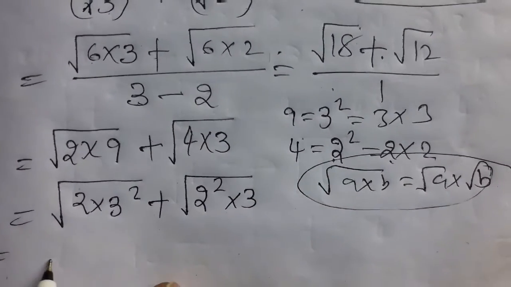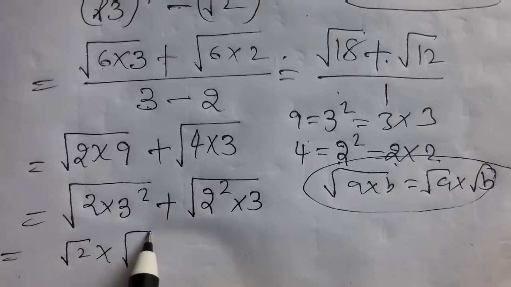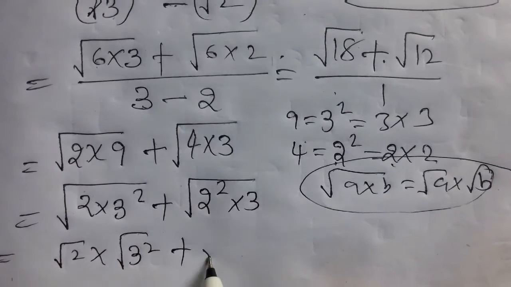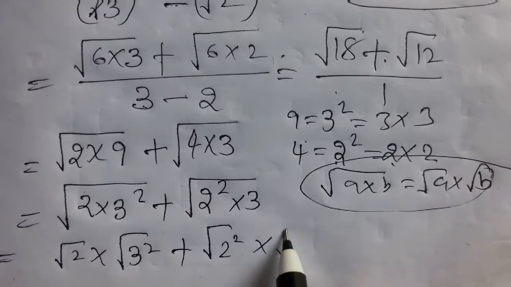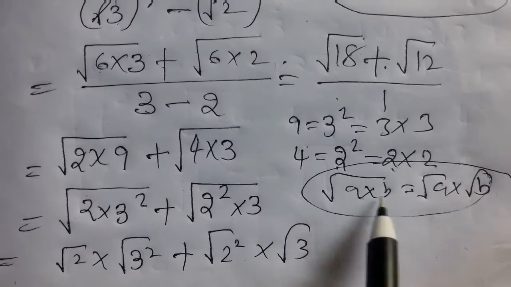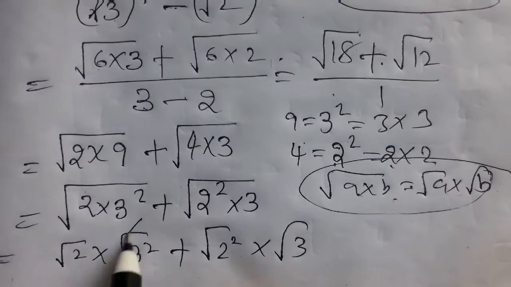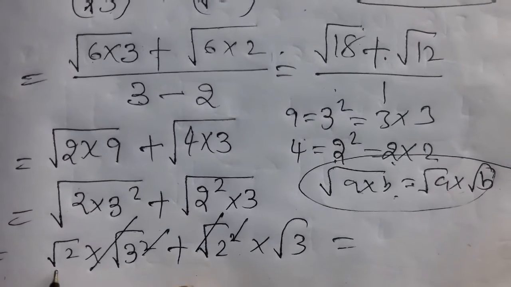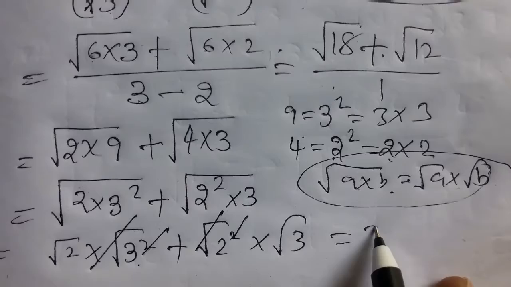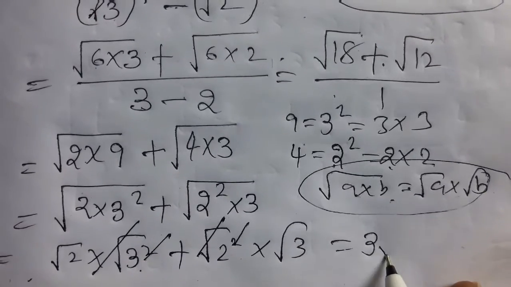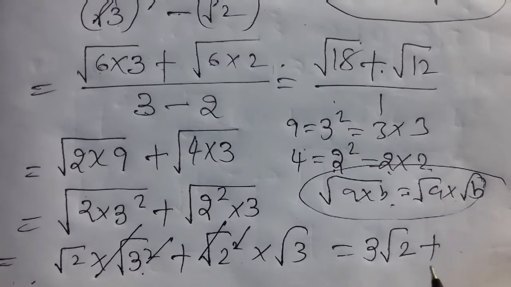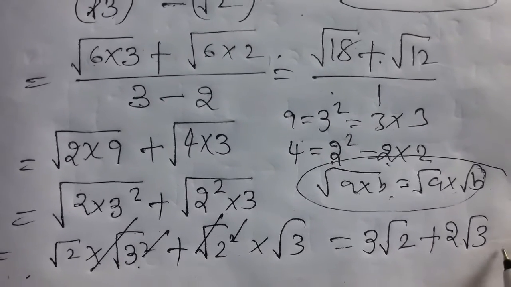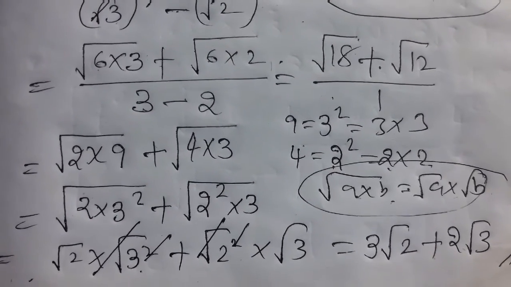Now root 2 into root 3 whole square, root 3 square, here root 2 square into root 3 as per using this formula. Here root square cancel, that equals to, this is 3 into root 2, that becomes 3 root 2 plus 2 root 3 is the answer of the given question. Thank you.